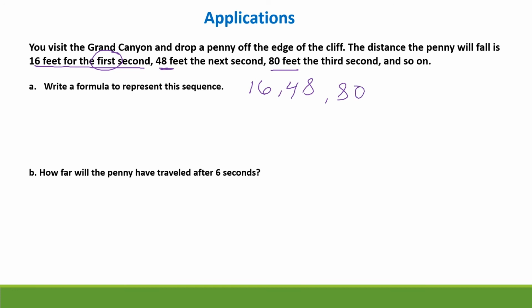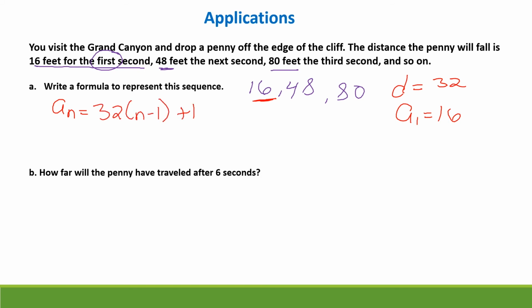Let's figure out the common difference. Common difference from 16 to 48. What is happening there? I am adding 32. And 48 to 80, we're adding 32. So my common difference is 32. My a sub 1, or my first term, is 16. So let's just plug that in. A sub n equals 32 times n minus 1 plus 16.